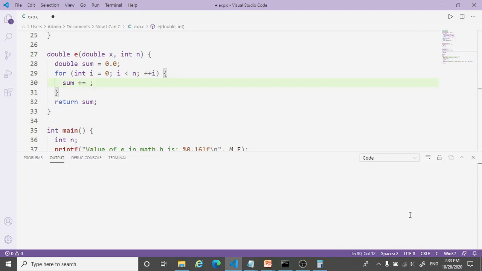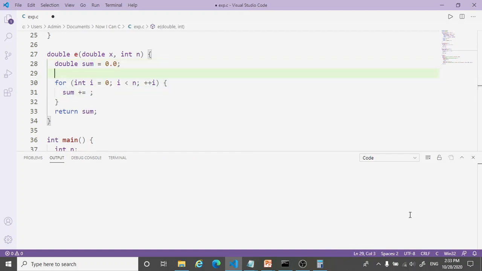So let me get rid of it. Instead, we want to remember the current term, right? And we just want to remember the current term and add it to the sum. So let me make a variable called term. And what is the first term in this series? What should I initialize this variable to?